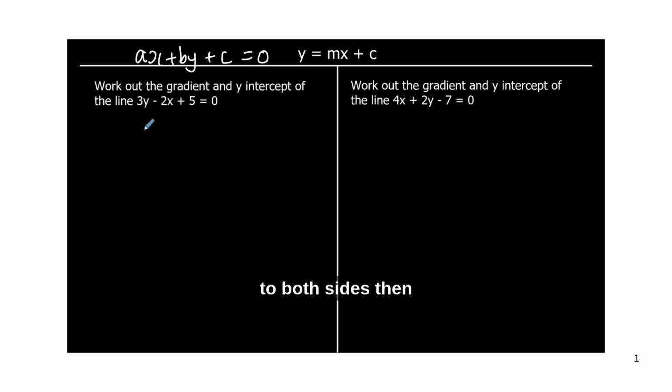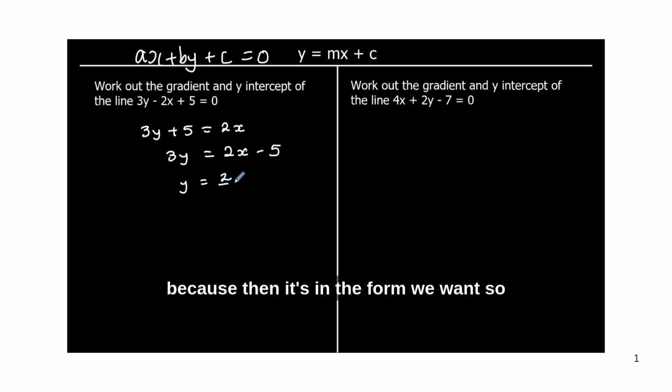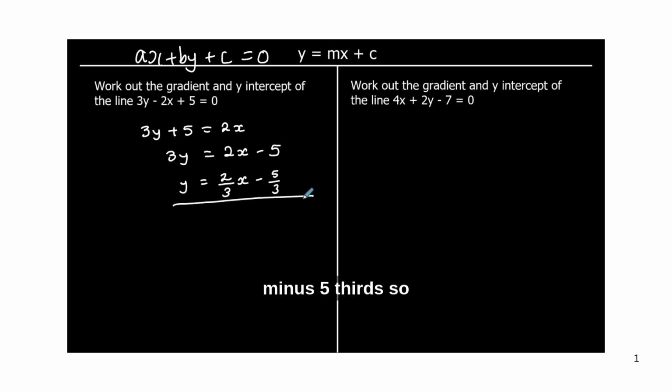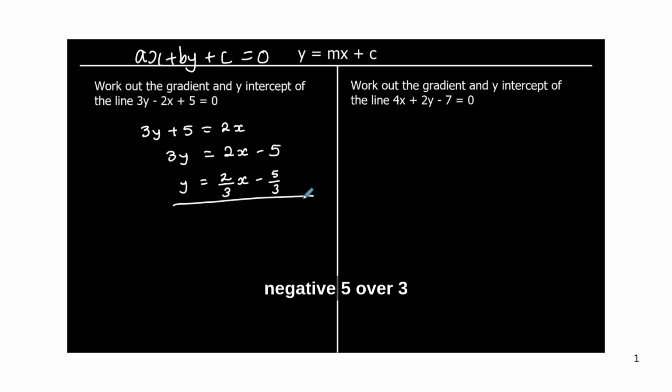So we can plus 2x to both sides. Then take away 5 from both sides. So 3y is 2x minus 5. And then divide everything by 3. So we could write the whole side over 3, but it's better to do each term individually, because then it's in the form we want. So y equals 2/3 x minus 5/3. So it's got a gradient of 2/3 and a y-intercept of -5/3.